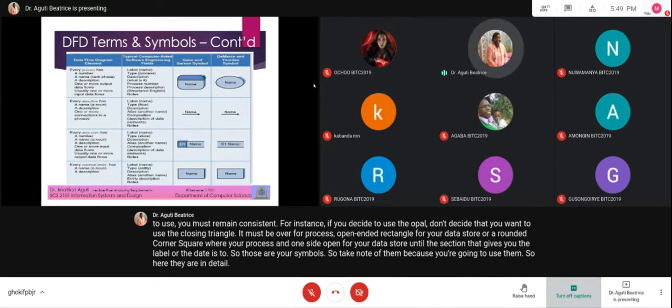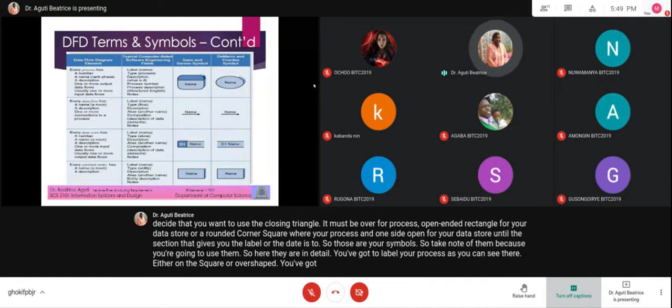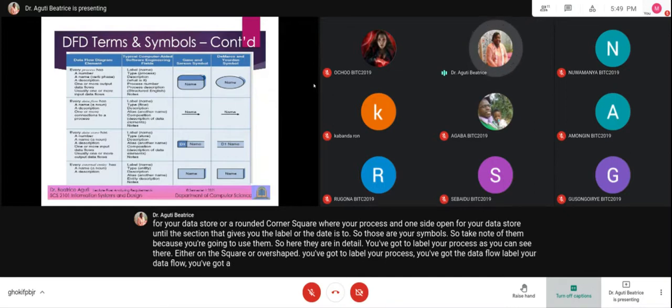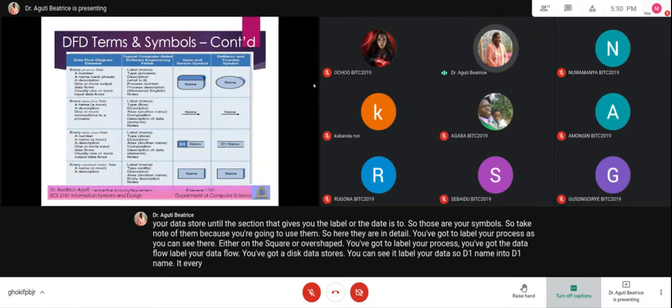You've got to label your process, as you can see there, either rounded square or oval shaped. You've got to label your process. You've got the data flow, label your data flow. You've got a data store, as you can see. You label your data store, D1 and name it. Every entity has got to be labeled, and that's what you see there.